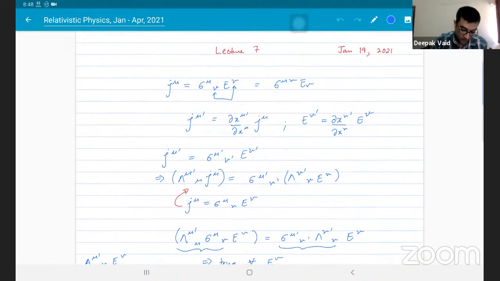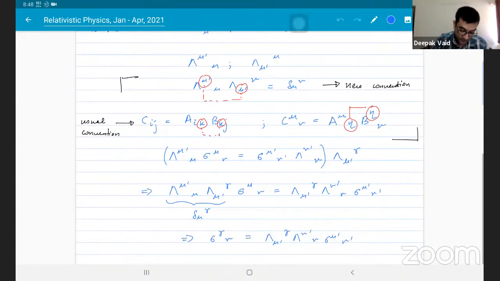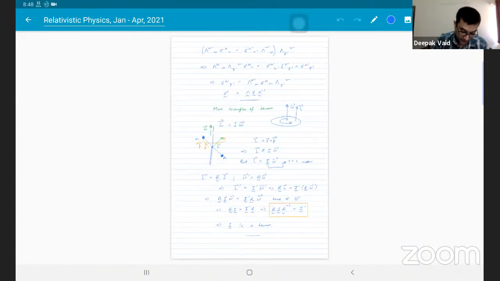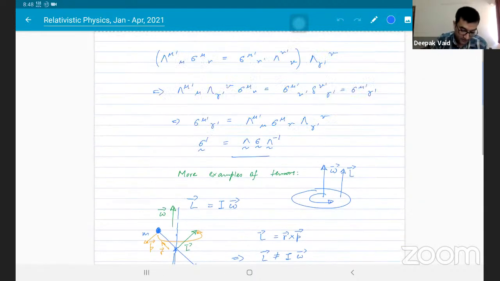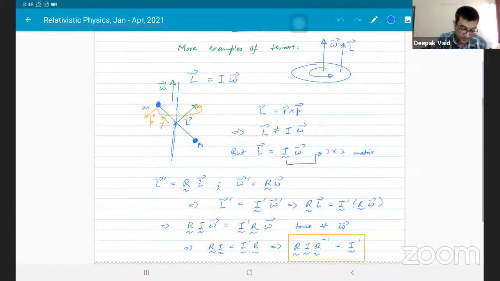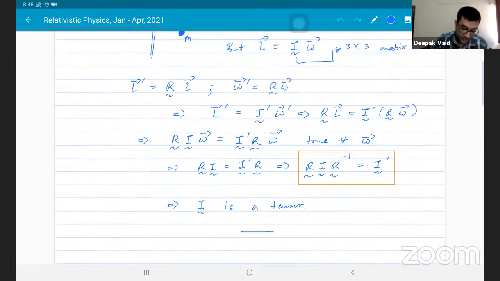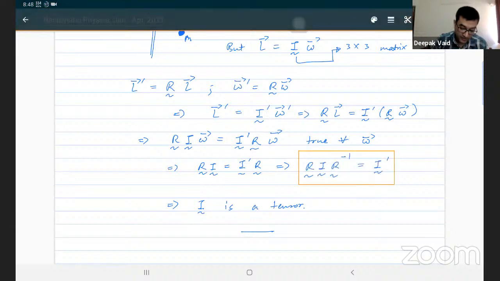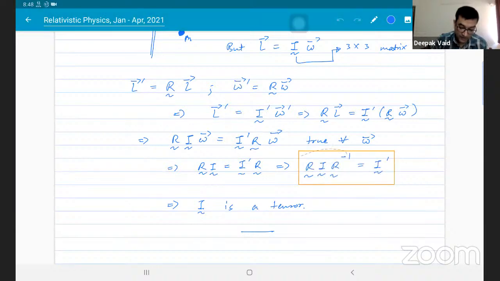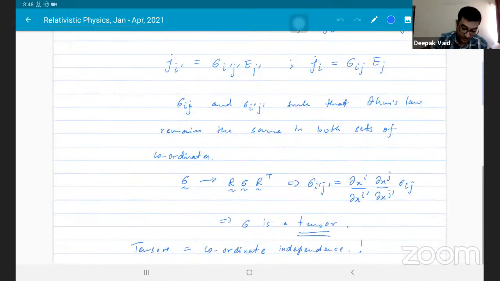So again, the rest of this is all algebra, and I'm not going to go into all those details. Then I give you another example of a tensor, which is called the moment of inertia tensor. It has the same properties. Under a rotation, the moment of inertia tensor transforms like this. So this is the same transformation property as for the conductivity tensor over here.